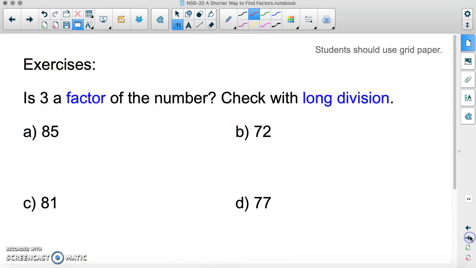Now, using long division, I want you to find if 3 is a factor of the number given. You're going to check with long division. Remember, you're looking for anything with a remainder of 0. That will tell you if 3 is the factor. When you're done, you're going to continue on with your lesson.